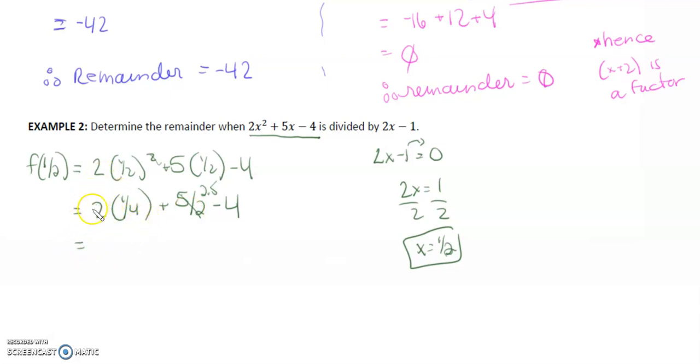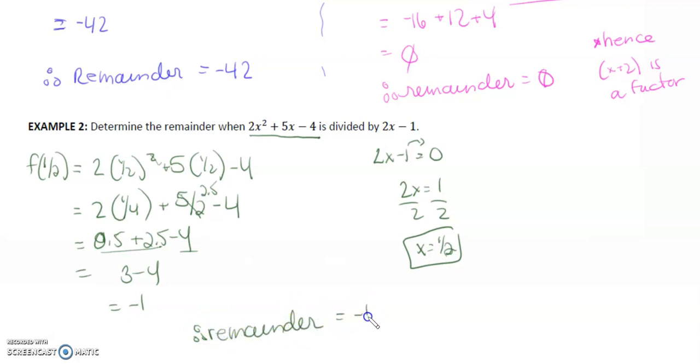2 times 1/4 is 2/4, which is 1/2. You can put 1/2, or 0.5 is fine. Plus 2.5 minus 4. This is 3, and 3 minus 4 is negative 1. Therefore, the remainder equals negative 1.